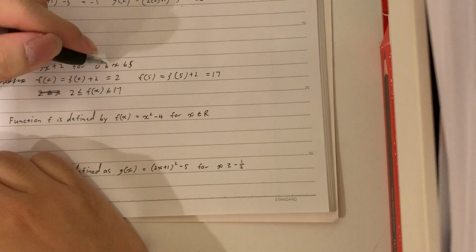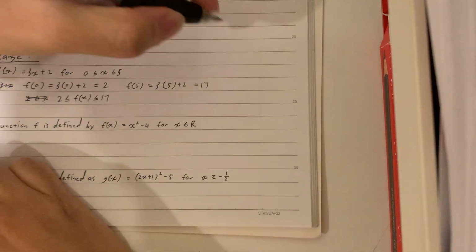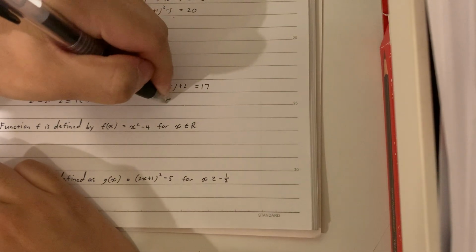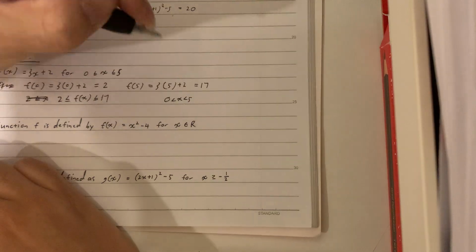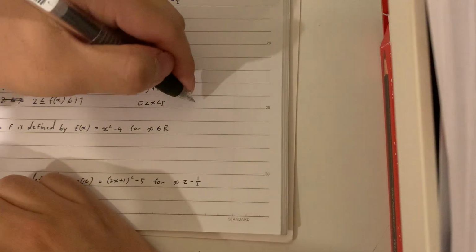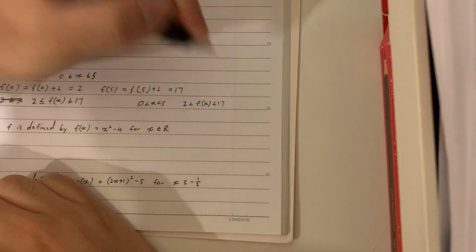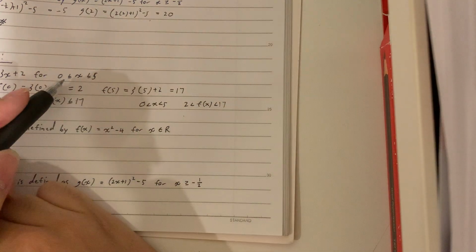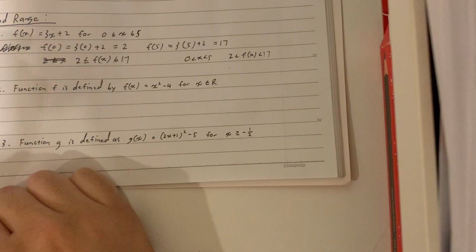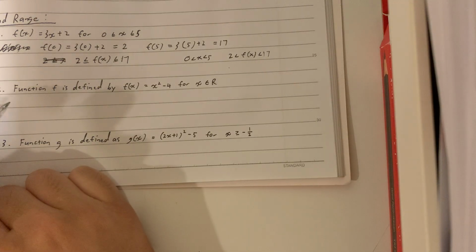You use this symbol because over here is the same symbol. If the symbol is, let's say, like this, then you would write 2 f(x) like that. You follow the symbol. Okay, I hope you understand. Let's move on to the next question.